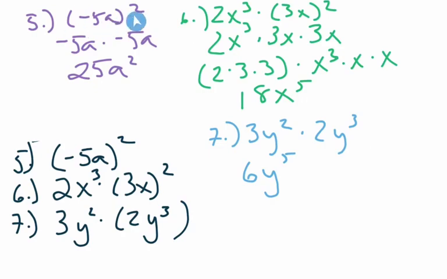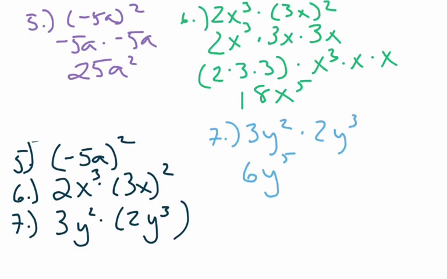Next one, negative 5a squared. So this one with the negative, a lot of students are going to be more comfortable writing it out just so they can see it. So it's negative 5a times negative 5a, which is going to be positive 25a squared, because you'll have a negative times a negative. For the next one here, I actually did do the expansion out because now, beginning in number 6, we're applying more than one property at a time.